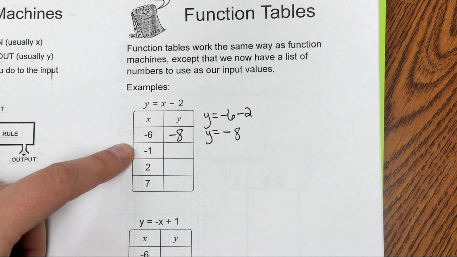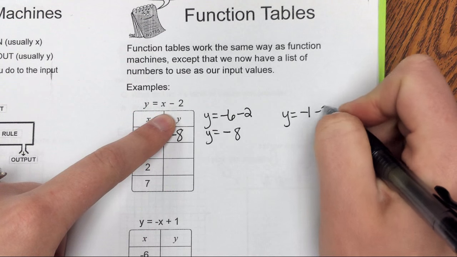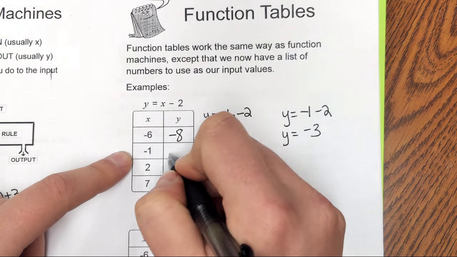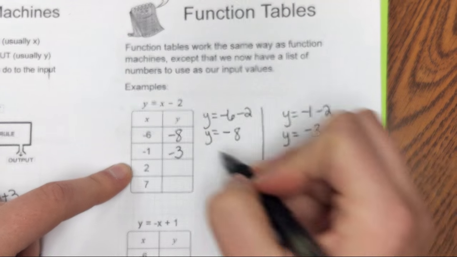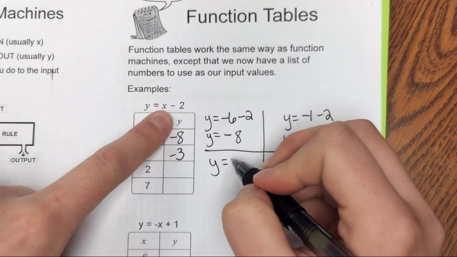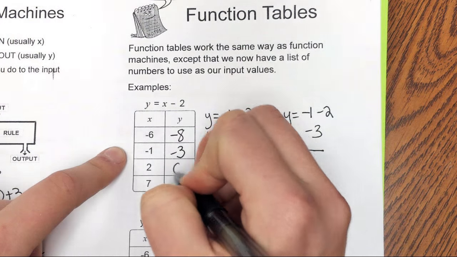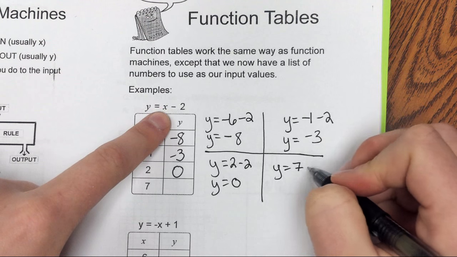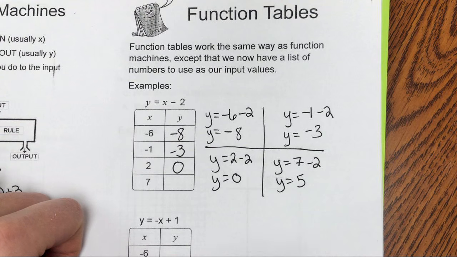Right? The next one, I have y equals -1 for x minus 2. And that gives us y is equal to -3. So my output value here would be -3. Next one, my input is 2. Again, you can kind of chunk your space if you want to, so you don't get your numbers confused. Y is equal to input of 2 minus 2. And 2 minus 2 is 0, so y equals 0. And then last but not least, I have 7, so y is equal to input of 7 minus 2, and that means that my y value would be equal to 5. So my output is 5.